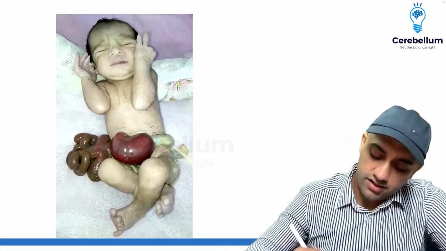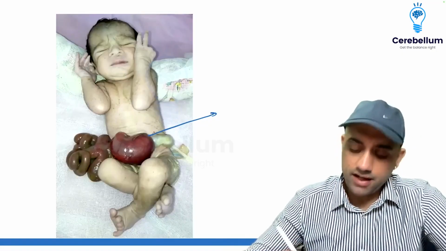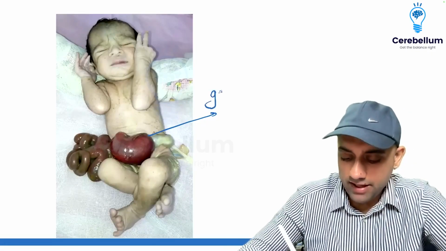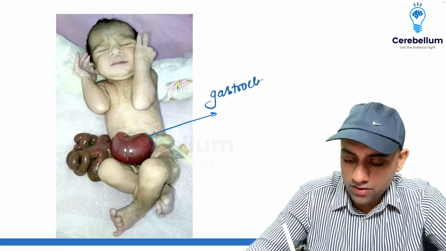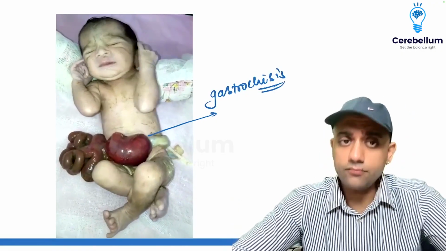Yes, beautiful question. This child has what? Very importantly, when the intestinal contents are out and they are not covered in a sac, I think we are talking about gastroschisis. This is a classical case of gastroschisis. Remember that. Okay. Next question.